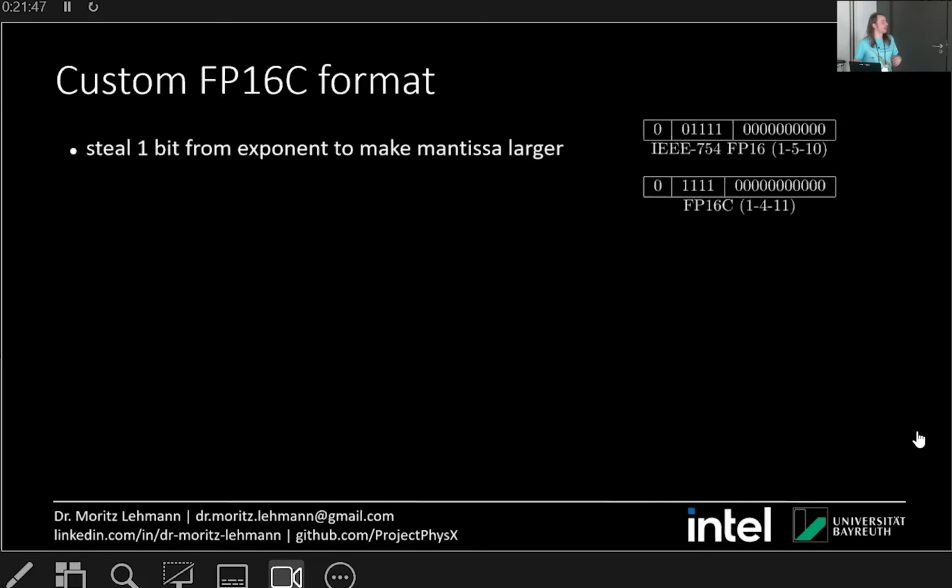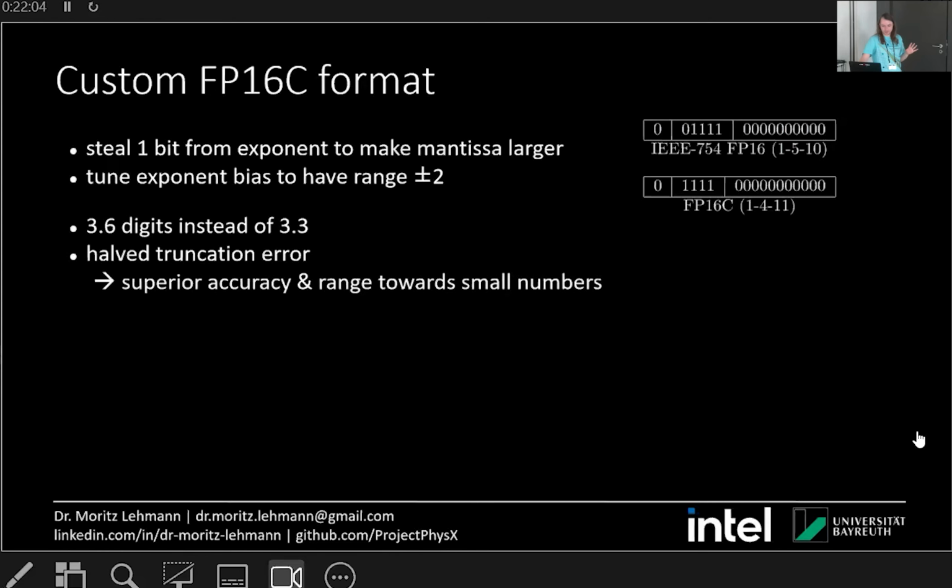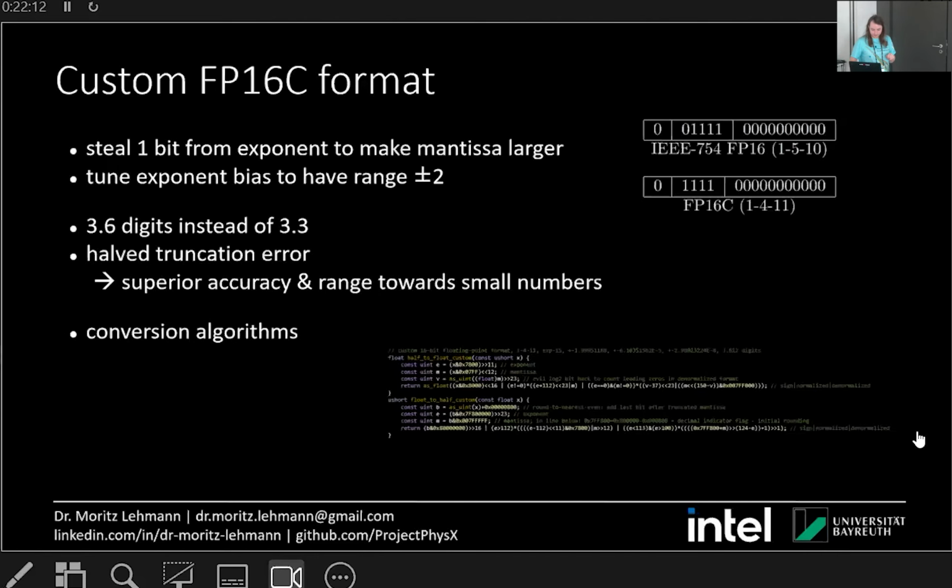Let's look at the custom format. So the idea is steal one bit from the exponent to make the mantissa larger, and then tune it to have the range of ±2, which is totally sufficient for lattice Boltzmann. You get 3.6 decimal digits instead of 3.3. The truncation error is cut in half, so it has superior accuracy, but the range towards smaller numbers is less. The disadvantage is you can't use hardware conversion. The IEEE format, literally every modern GPU can do the conversion in hardware, but with the custom format, I needed to do it myself, and this is my algorithm for it.